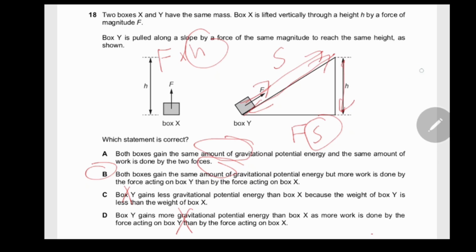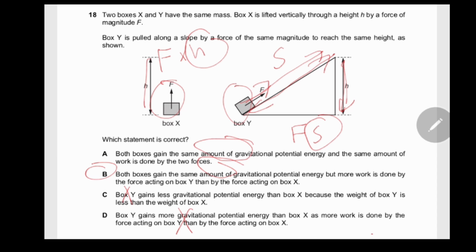For this question, when they ask you for the gain in GPE, remember gain in GPE depends only on mg times the vertical height. So since both of them have the same mg, the same mass, and the same vertical height gained, they'll definitely have the same GPE.